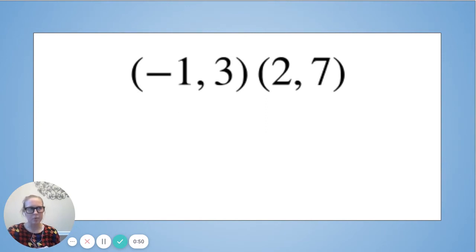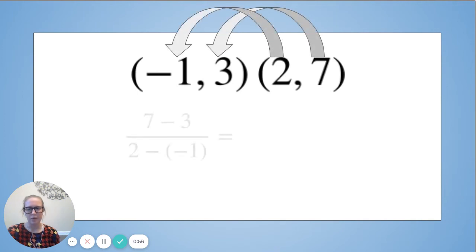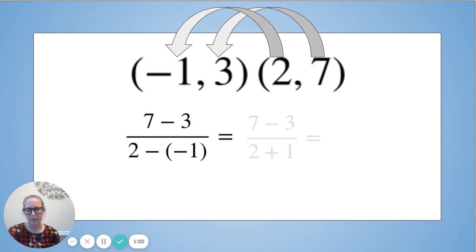So our next example, negative 1, 3, and 2, 7. I'm going to say 7 minus 3 over 2 minus negative 1. Okay, and I like to combine. I don't like to write minus negative. So on the bottom, I changed that minus negative to a plus. So that gave me 4 over 3.